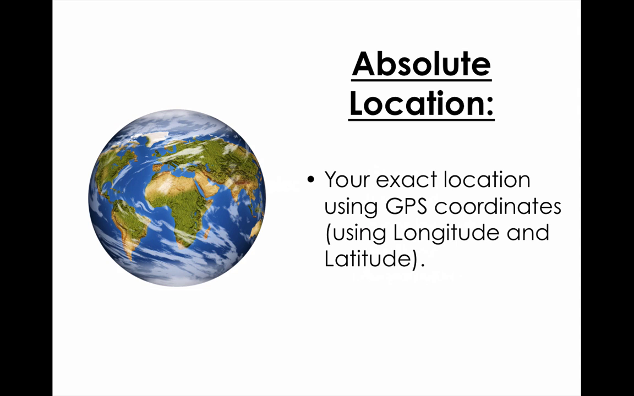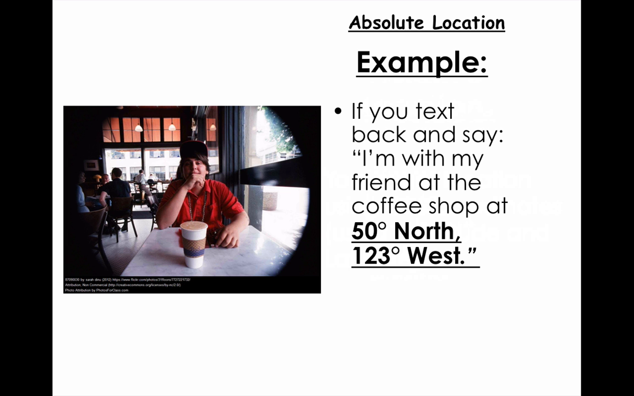Absolute location is your exact location using GPS coordinates, using longitude and latitude. For example, if you text back and say, "I'm with my friend at the coffee shop at 50 degrees north and 123 degrees west," you are using absolute location. This will be covered in another video. So let's take a closer look at relative location.